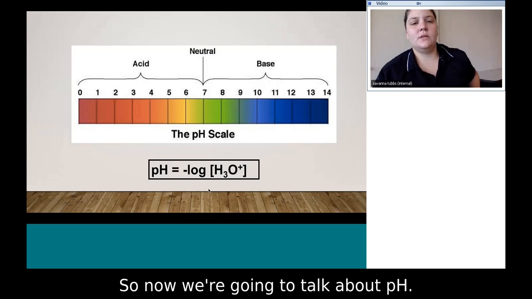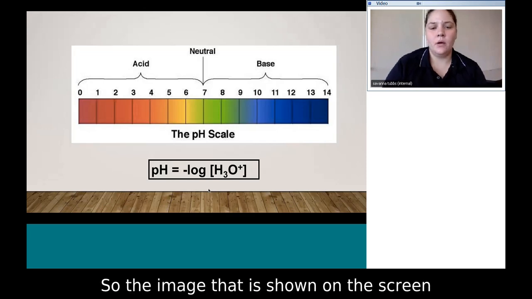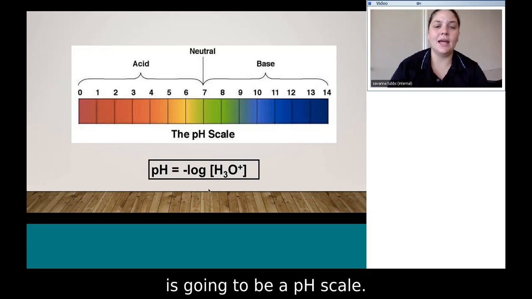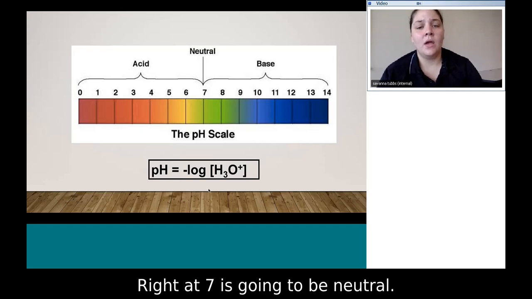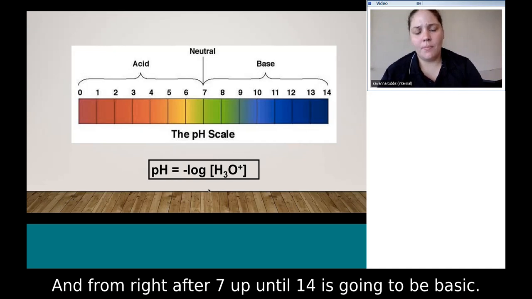So now we're going to talk about pH. The image shown on the screen is a pH scale. From 0 to right before 7 is considered acidic. Right at 7 is neutral, and from right after 7 up until 14 is basic.